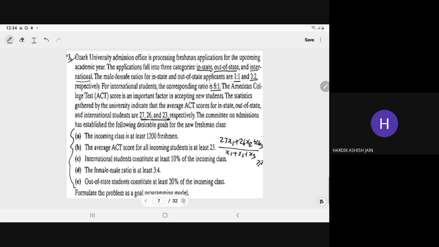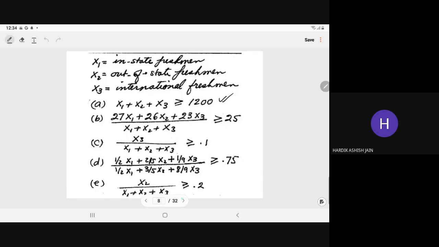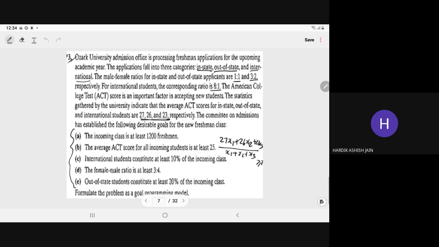Then after that, we have that international students constitute at least 10%. International students means x3. It should be 10% of the total x1 plus x2 plus x3. At least 10% means 0.1. Either you write 10 upon 100 or 0.1.